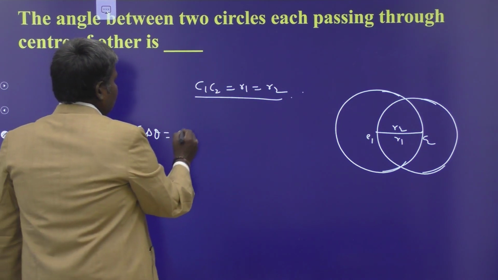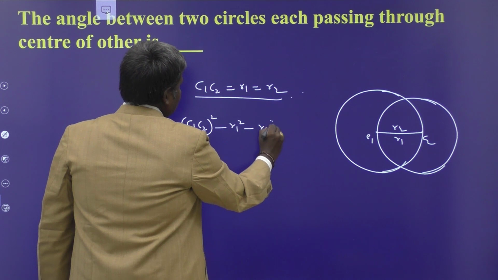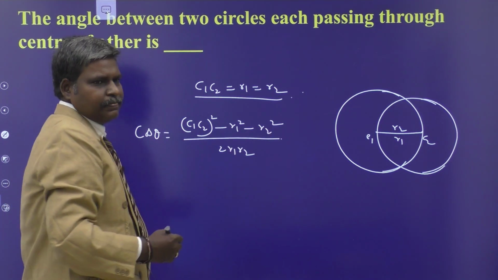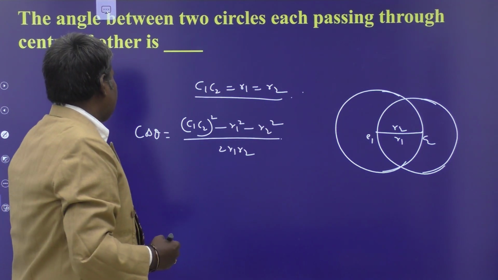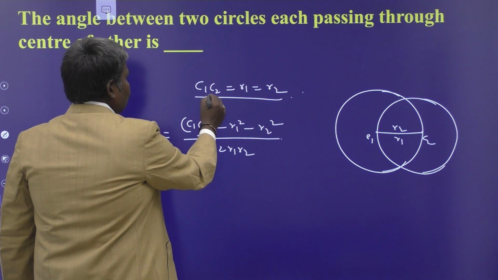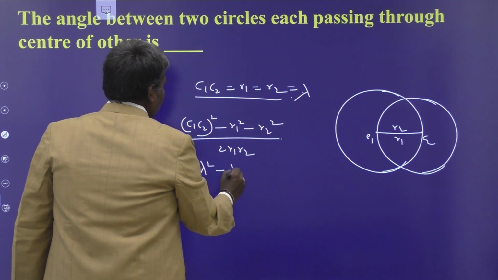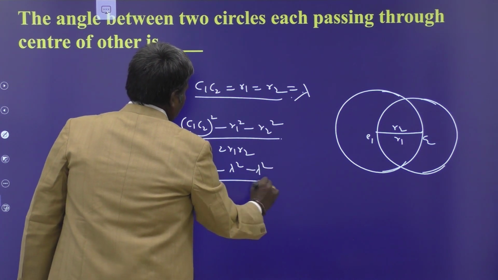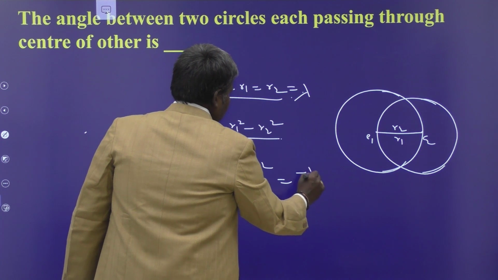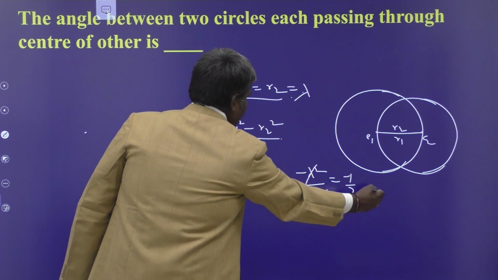Cos theta is equal to (C1C2 square minus R1 square minus R2 square) whole divided by 2R1R2. This is the condition, the cos theta formula. What is C1C2? It is equal to R1, which is equal to R2, say lambda. So lambda square minus lambda square minus lambda square by 2 lambda square. Lambda square gets cancelled. Minus lambda square by 2 lambda square. It is minus 1 by 2.